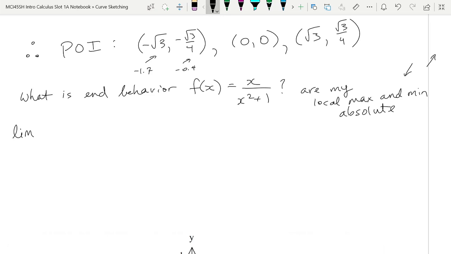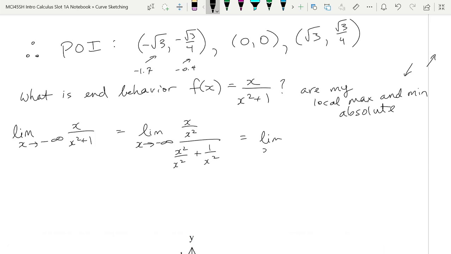What is the limit as x approaches, let's go to the left first, negative infinity of x over x squared plus 1. Remember how we approach that? What we do is we divide top and bottom by the largest degree of the variable in the function. So that's going to leave me with the limit as x approaches negative infinity of 1 over x over 1 plus 1 over x squared.